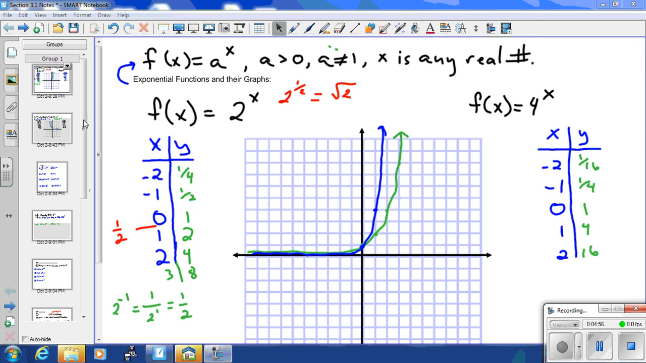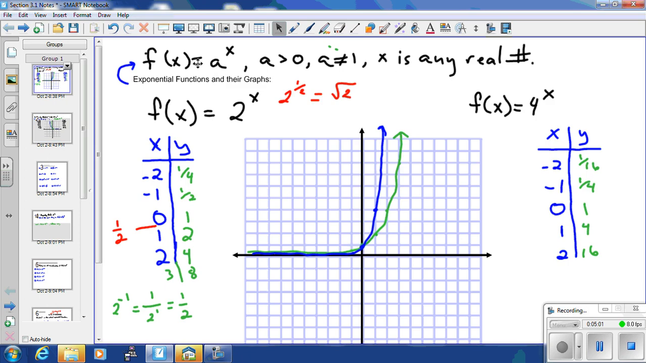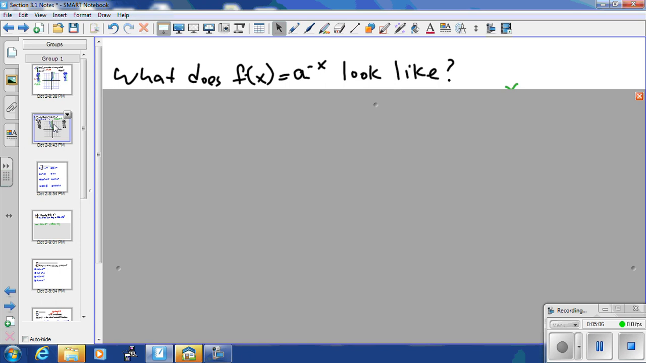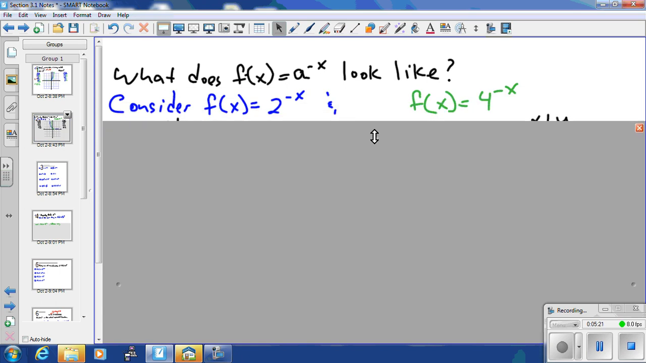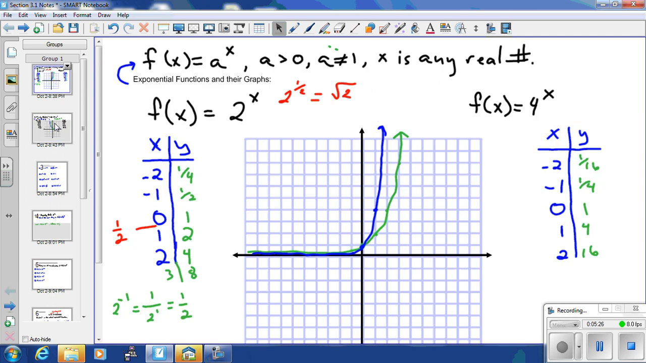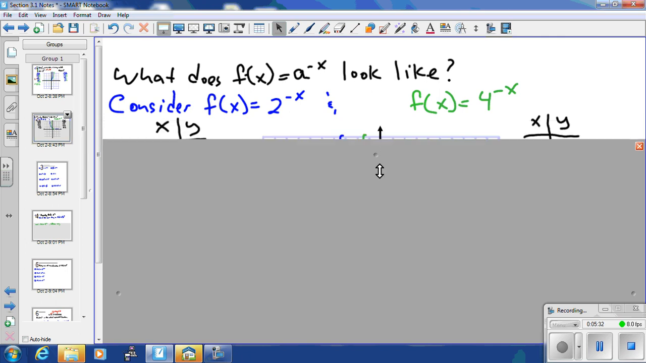Up here we had f of x equals a to the x, like 2 to the x and 4 to the x. In the second slide, we're going to propose a to the negative x. So you can pause the video if you like and try to determine what the graph of y equals 2 to the negative x, and y equals 4 to the negative x looks like. Let's consider those two graphs, see if you can figure out what those look like compared to these. I encourage you to pause the video and then resume it once you've come up with an idea. We will move forward here.